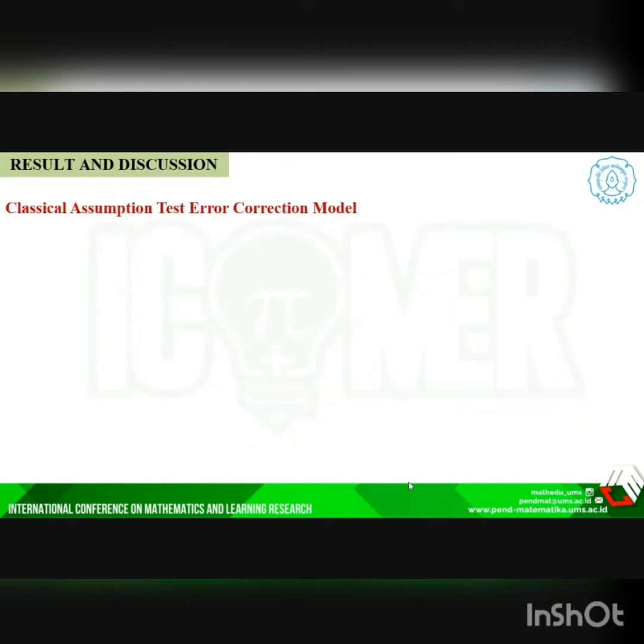Next, classical assumption test error correction model. The error correction model must meet the four classical assumptions in order for the model to be used. The first is normality assumption. The normality assumption test was carried out by the Jarque-Bera test. The result is as shown on the slide. It means that the error of model is normally distributed.